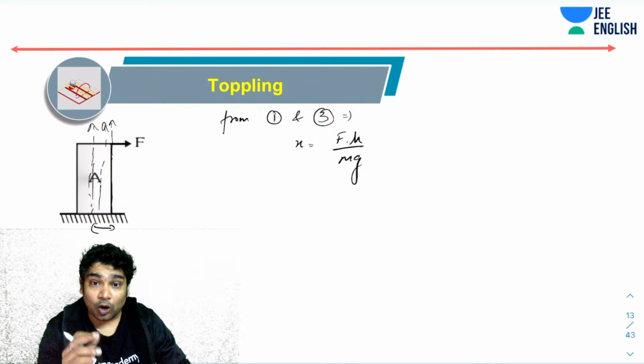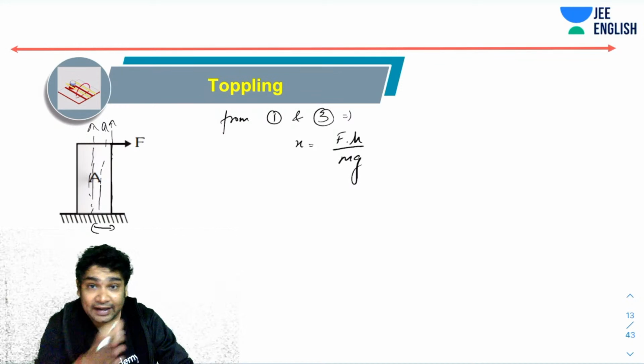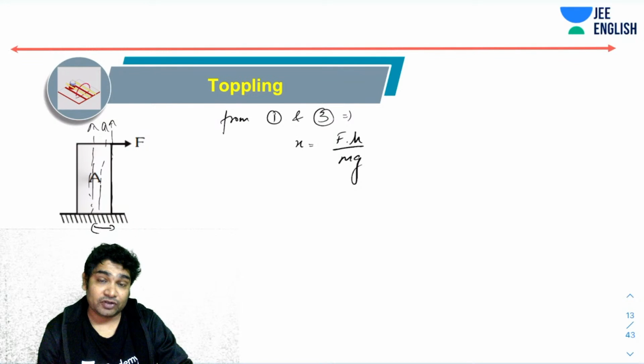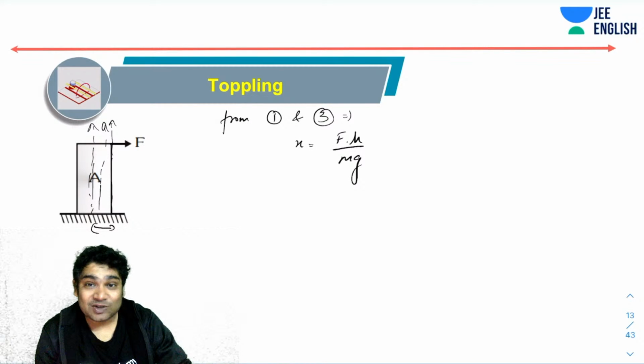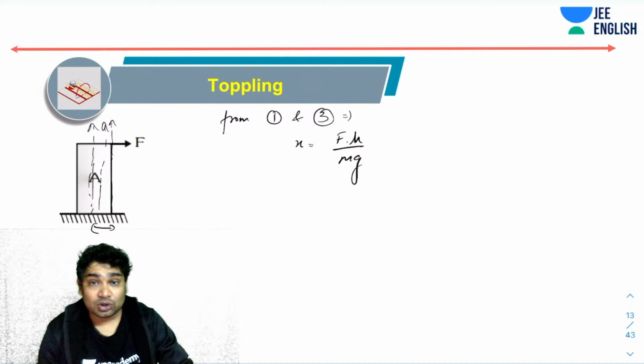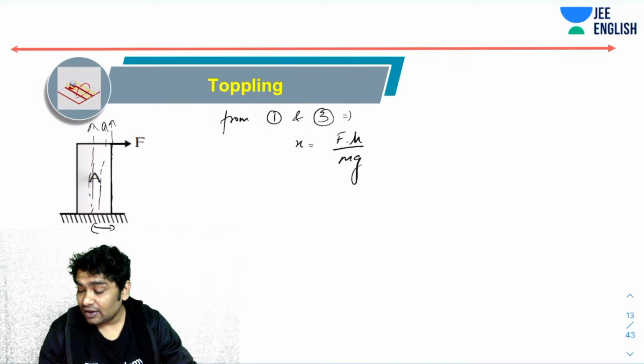Why? N is a contact force. Hi AP, how are you? N is a contact force. It cannot go beyond the surface of the object, correct? So since this is a contact force, it can never go out of the surface. It has to pass through the point of contact. So the maximum that the N can shift is this dimension.